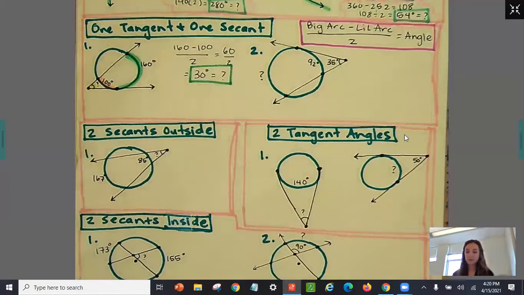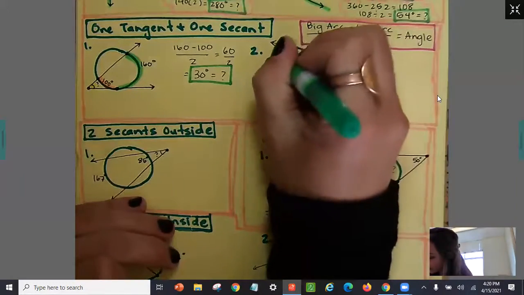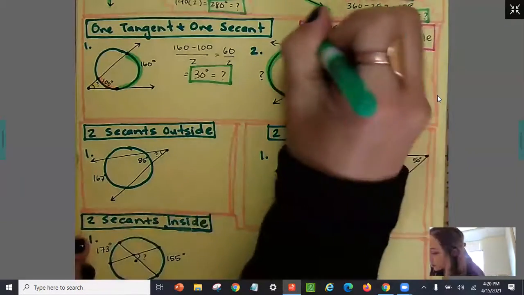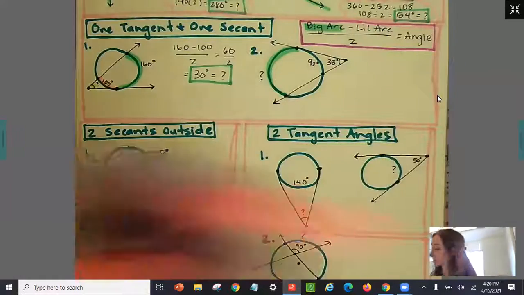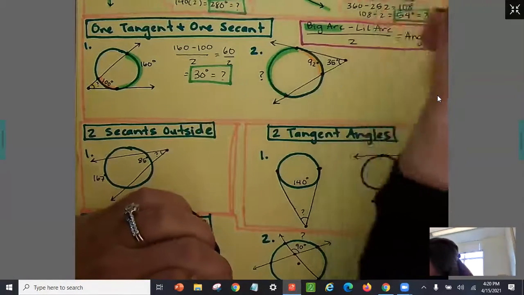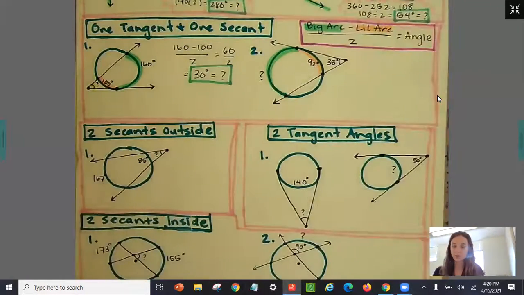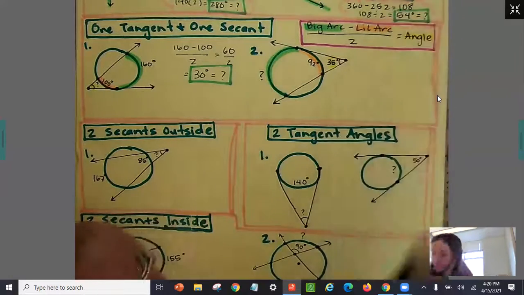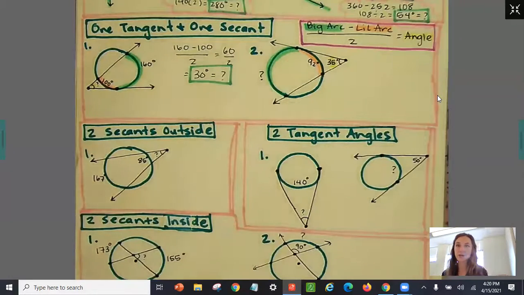Okay, so let's try out the second one. And this one is a little bit different because our big arc is a question mark. So here's our big arc. All right, big arc. And we're subtracting our little arc. And then divided by 2 is going to equal our angle. So we're given our angle here, which is a little bit strange. So let's just plug in our values.